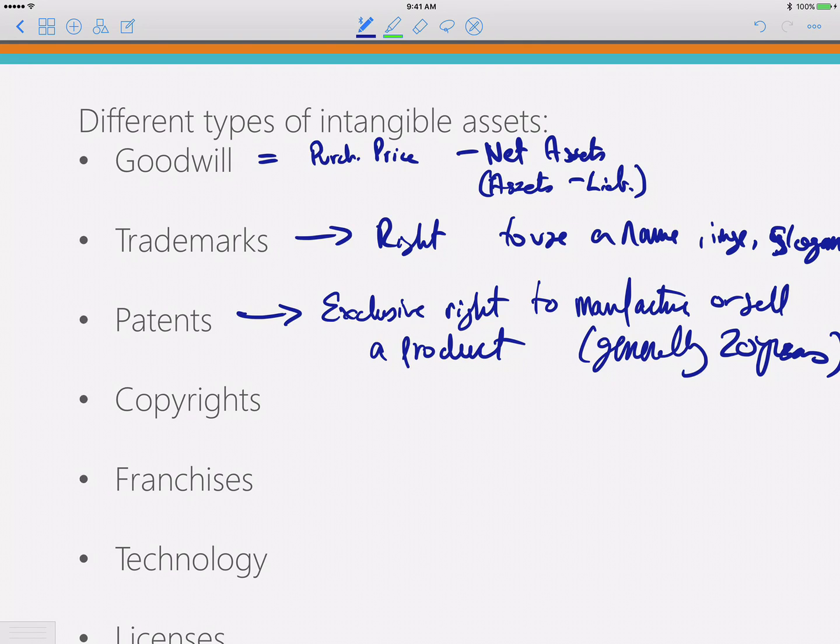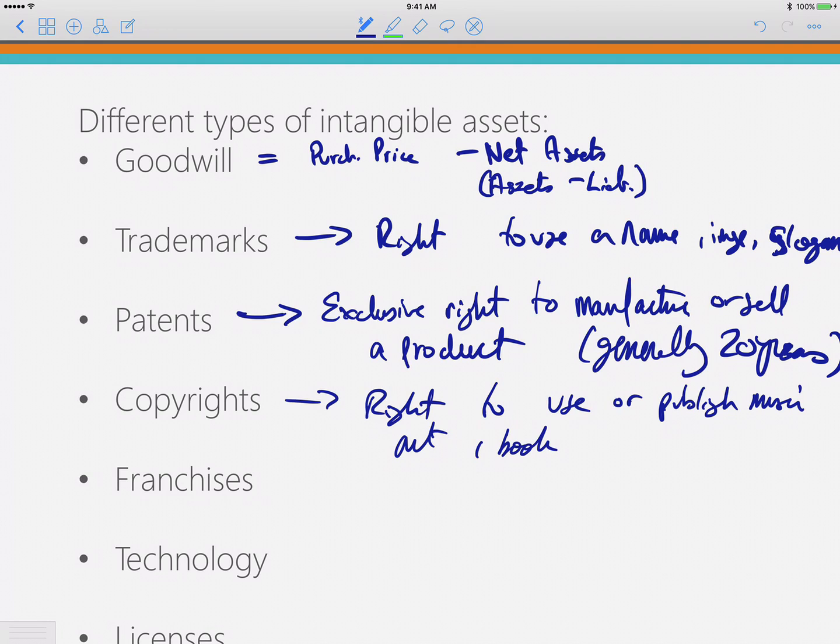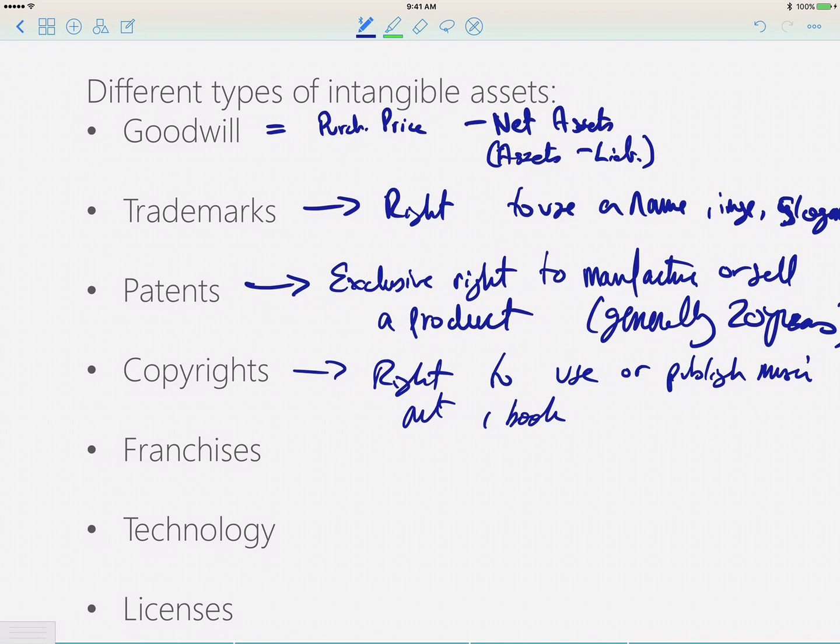A copyright is the exclusive right to publish, use, and sell music or artwork. So the right to use or publish music, artwork, to use a book or literary pieces. A franchise is the right to sell products, services, or trademarks. So popular franchises are McDonald's, Tim Hortons. These are popular franchises.